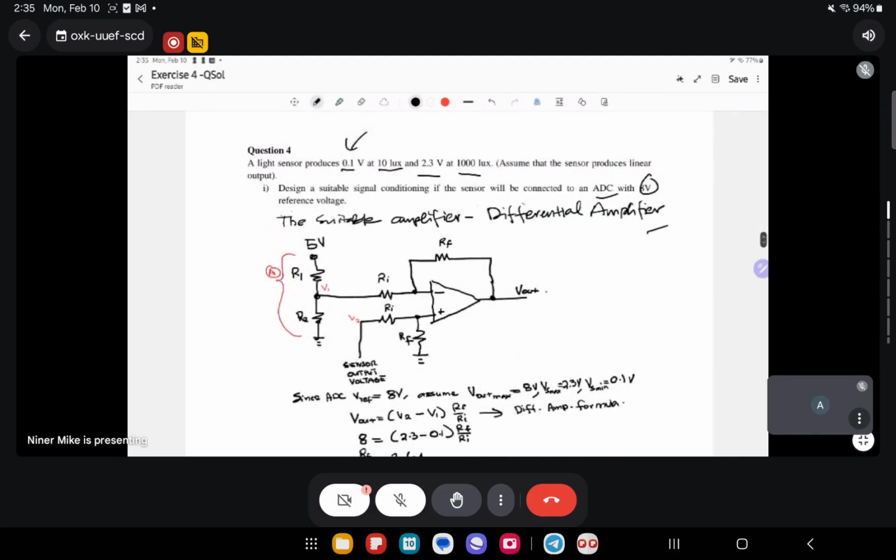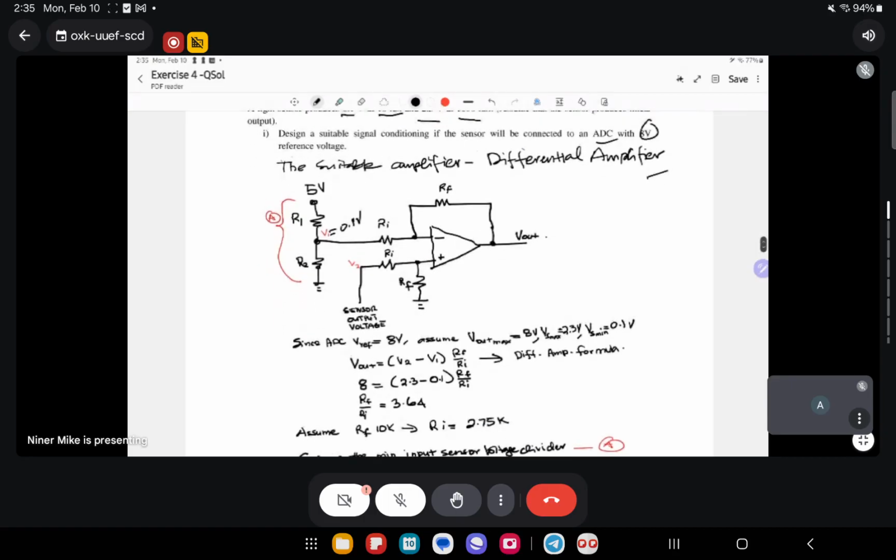So the circuit is like this. You have to set V1 referring to the offset voltage, which is decided at 0.1 volts. You have to make sure V1 output here equals 0.1 volt. Then V sensor will go into the second lead, the non-inverting terminal here, and then we get the output, calculated with the gain RF over RI.